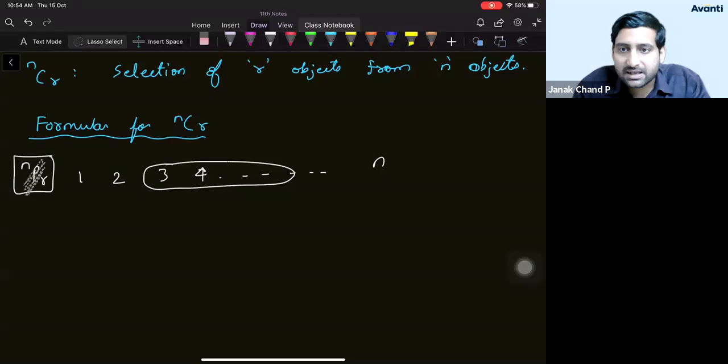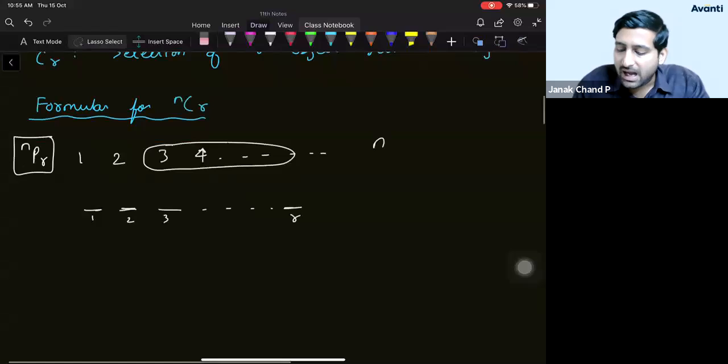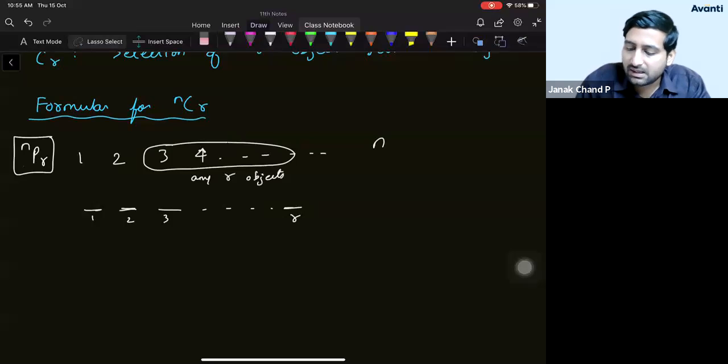This NPR can be seen in two steps, right? So let us say that we want to arrange these objects in R positions, right? 1, 2, 3, dot, dot, dot, up to R positions. Fine. Now listen to me very carefully, students. I have N objects. Out of these N objects, I should choose any R objects, and then I should fill here, right?